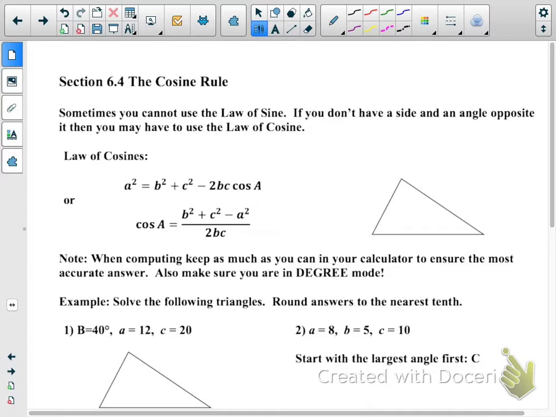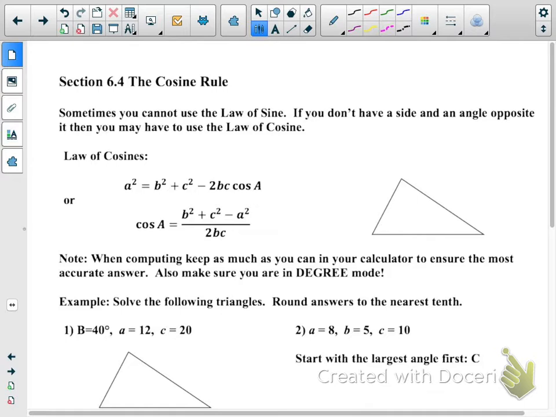Essentially, I always try to do law of sine. I think it's easier to use, it's easier to set up, but if you don't have a complete pair, you can't do the law of sine. So a question is not going to say use law of sine now, use law of cosine now. Personally, I try to use law of sine, and if I can't, I try to use law of cosine.